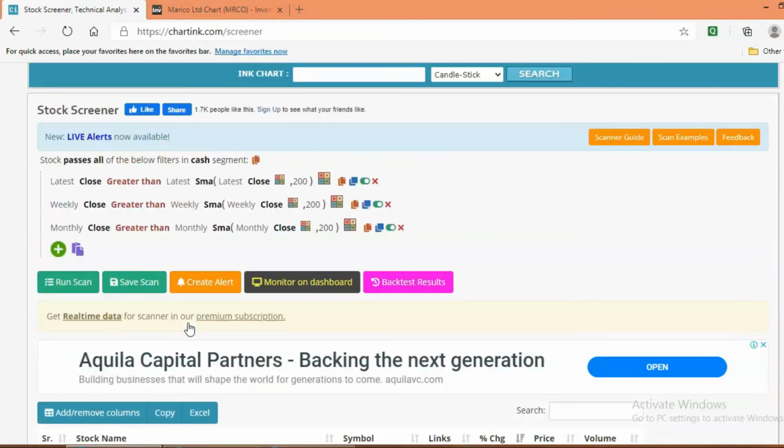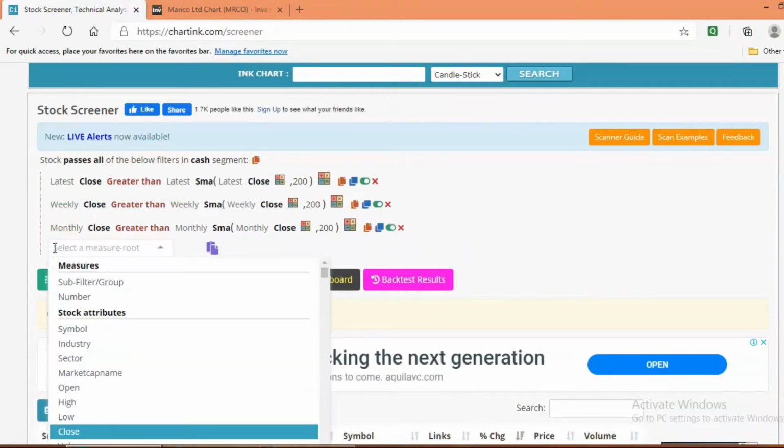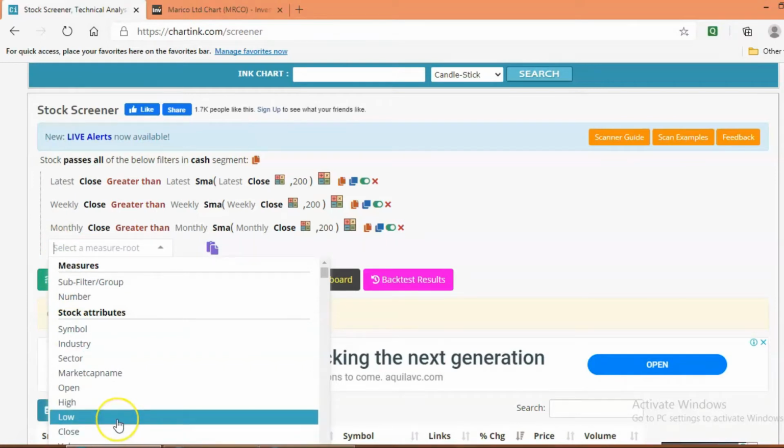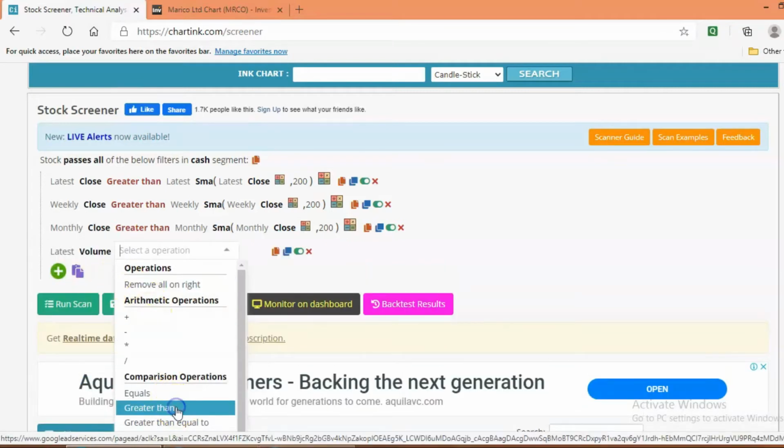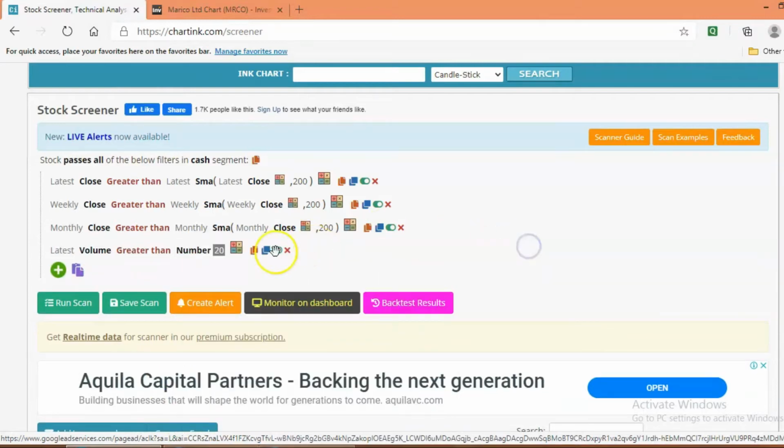Apart from these, we will add volume filters also. That is, latest volume must be greater than at least 5 lakhs. I will not go with stocks where volume is less than 5 lakh. So I will look for stocks where the volume is greater than 5 lakhs on a daily basis, weekly basis as well as monthly basis.